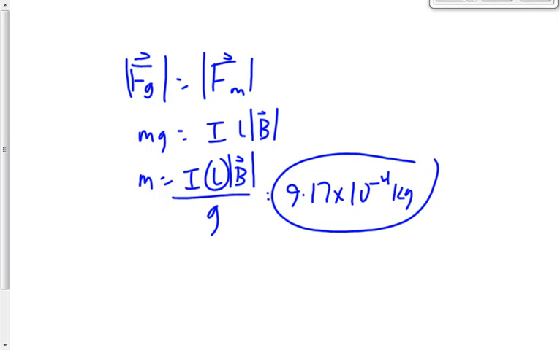Finally, question number 5. Calculate the mass of a 20 centimeter long suspended wire. Again, key word here is suspended. Fg equals Fm, but we got to recognize that that 20 centimeter length has to be converted to meters as well. So we're going to say m times g again equals ILB.